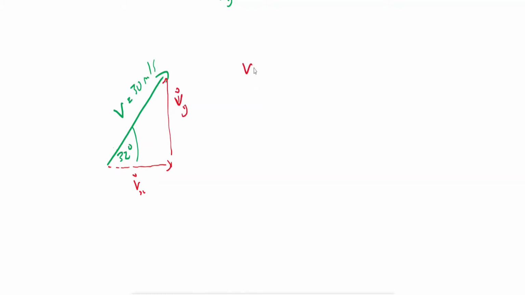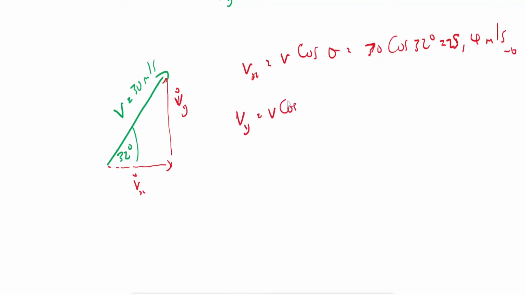Okay, I could find this Vx and Vy. Vx would be v cos of theta, which is 30 cos of 32 degrees, and that is going to be 25.4 meters per second. Then my Vy is going to be v sine, not cos, sine of theta, which is 30 sine of 32 degrees, and that is basically 15.9 meters per second, right? So that is my Vx and that is my Vy.